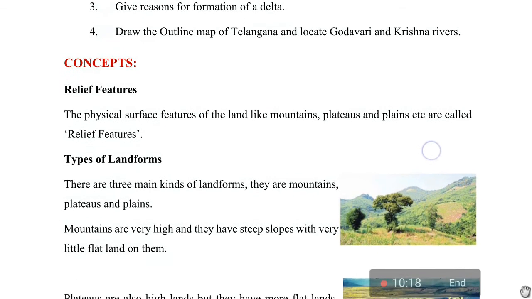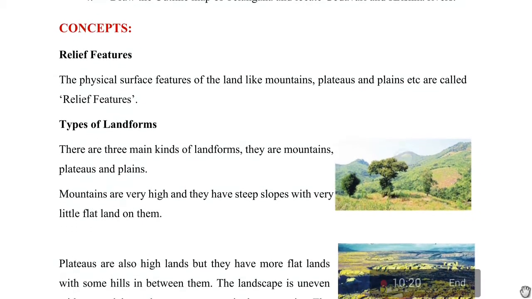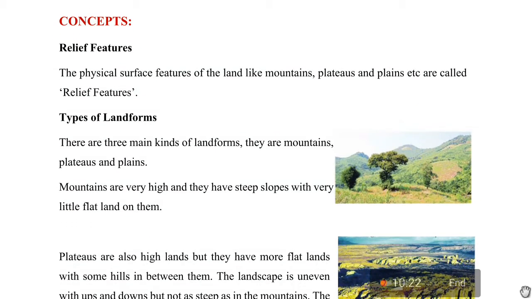Types of landforms. So, what are the types of landforms? There are three main kinds of landforms. How many? Three. What are they? Mountains, plains, and plateaus. These three are called the main three kinds of landforms on the earth.